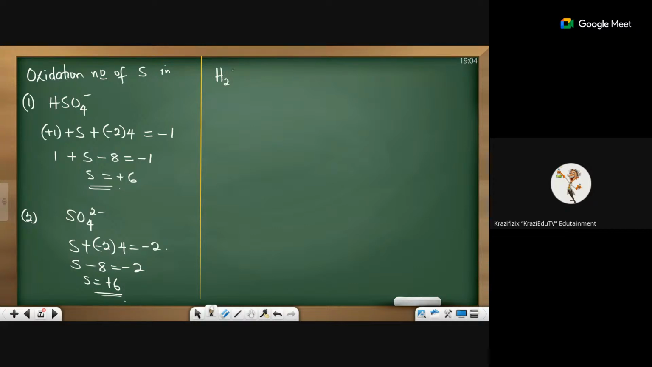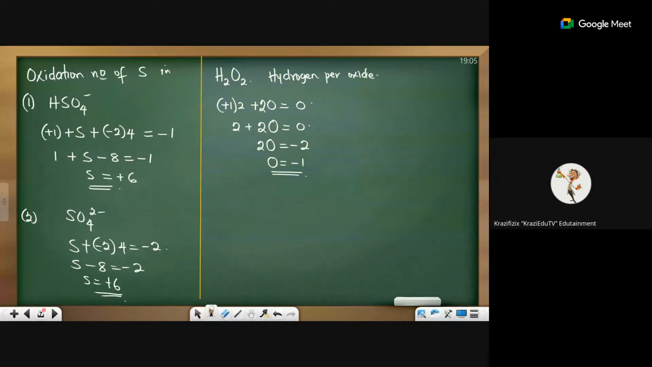Hydrogen peroxide. I want us to focus on these special cases. H2O2, hydrogen peroxide. Watch this. I want to calculate the oxidation number of oxygen here. Hydrogen is positive 1 multiplied by 2, plus oxygen, which is 2 oxygen, and that should be equal to 0. Oxygen, therefore, will be what? -1. Oxidation number of oxygen, therefore, is negative 1.